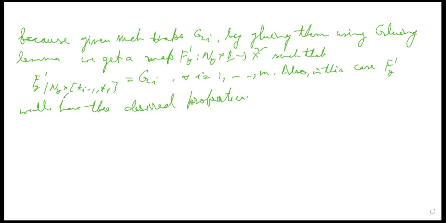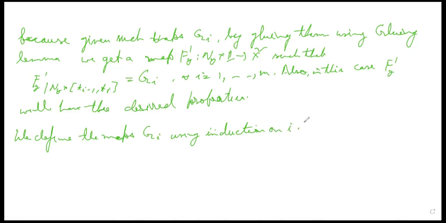Now, let us see how we are going to define the maps Gi. We define the maps Gi using induction, right? So we'll start with G1, then we'll define G2, and so on, induction on I. First we will define G1.